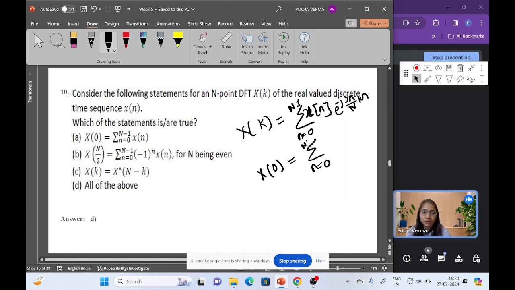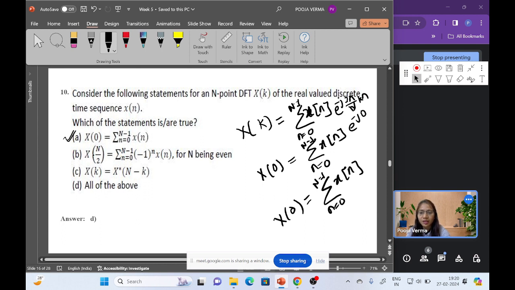Sum over n equals 0 to N minus 1 of x of n. Here k is equal to 0, so this whole point will be e to the power minus j0. And what is the value of e to the power minus j0? It is 1 only. So the sum over n equals 0 to N minus 1 of x of n, we will get X of 0 is equal to this. So the first statement is true. That means okay.